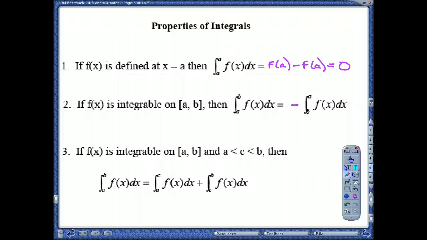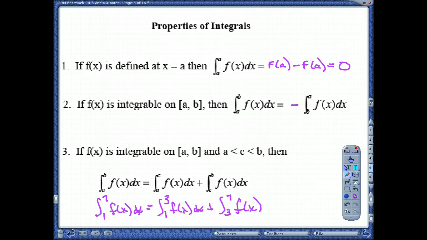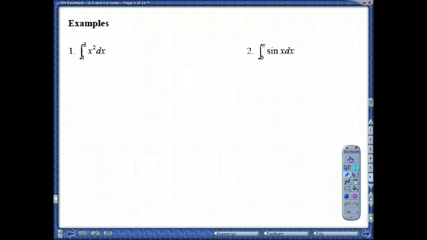Now this one's kind of nice. You've got that point in between. So it's kind of like saying we're finding the area from 1 to 7. Well, that's going to be the same as the area from 1 to 3, and adding that from 3 to 7. You're just taking a little break in between. The key to this little property here is the fact that whatever this number is, that's what this number has to be as well, so that they butt seamlessly up together. Well, let's give it a whirl, Pearl, and see what we get.